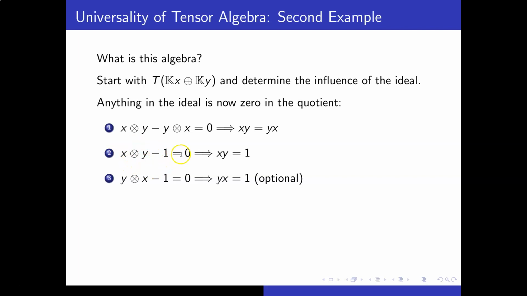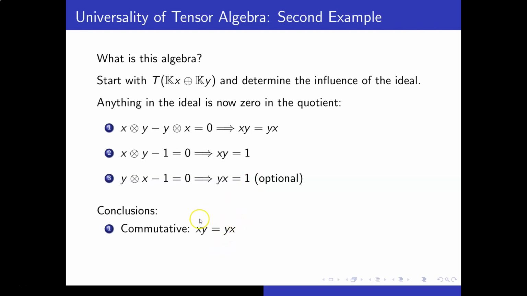Similarly, x tensor y minus 1 is now going to be 0. So that means that x times y in the quotient is going to be equal to 1. And then similarly, yx is equal to 1. Now, as mentioned, this is optional.